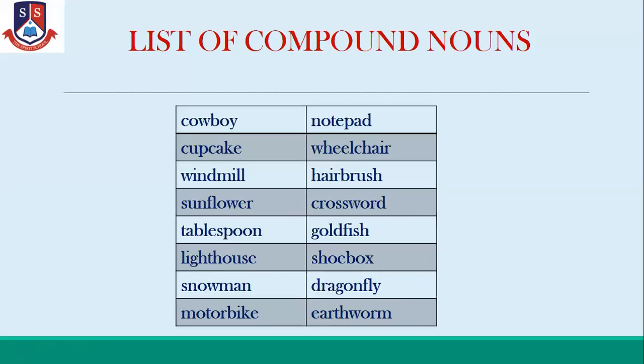How are we going to read it? We are going to first find out the small words in this long word. The first small word is earth, E-A-R-T-H, earth, and the second small word is worm, W-O-R-M, worm. The whole word becomes earthworm, right?